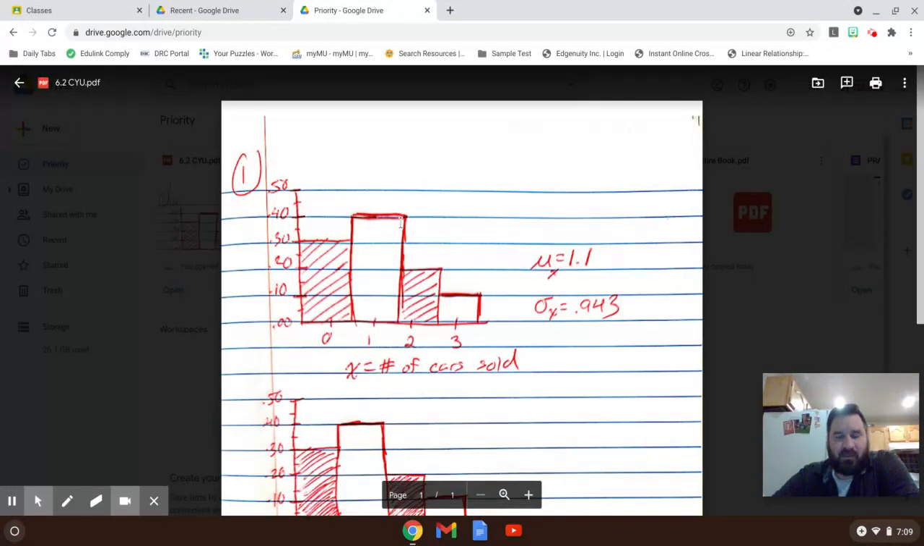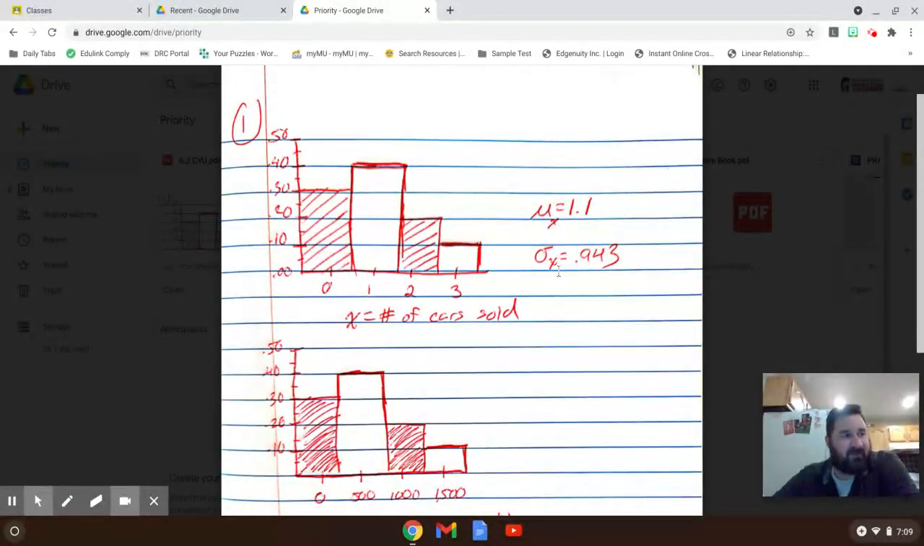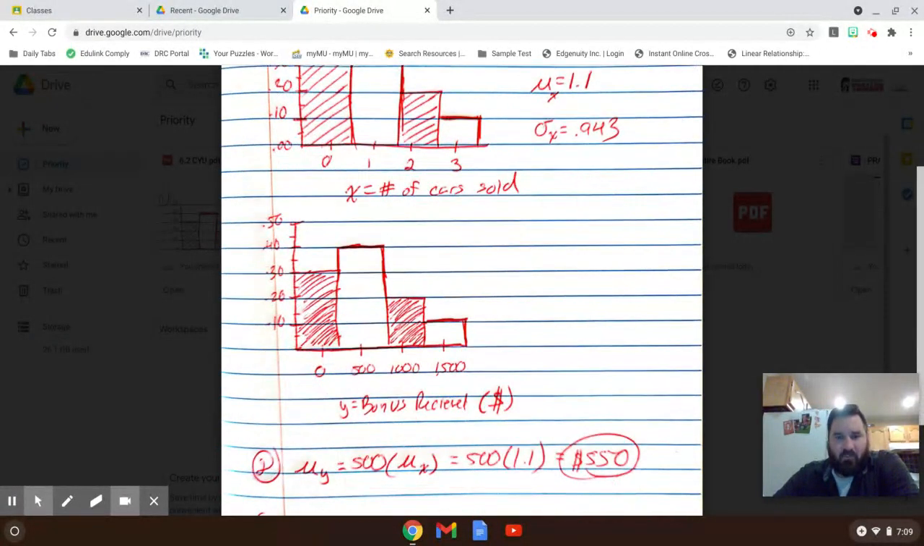So here's our distribution for X, with the number of cars sold, 0, 1, 2, or 3, and the probabilities. I've got my mean and standard deviation because they gave it to me. Again, that was called X. So I have the mean of X and the standard deviation of X.